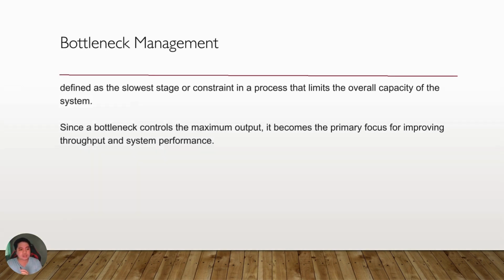Next, we discuss bottleneck management. A bottleneck is defined as the slowest stage or a constraint in a process that limits the overall capacity of the system. Like a congested intersection, which is a suitable example for bottlenecks. All of the processes meet there and have delays, and it becomes the primary focus for improving throughput and system performance.